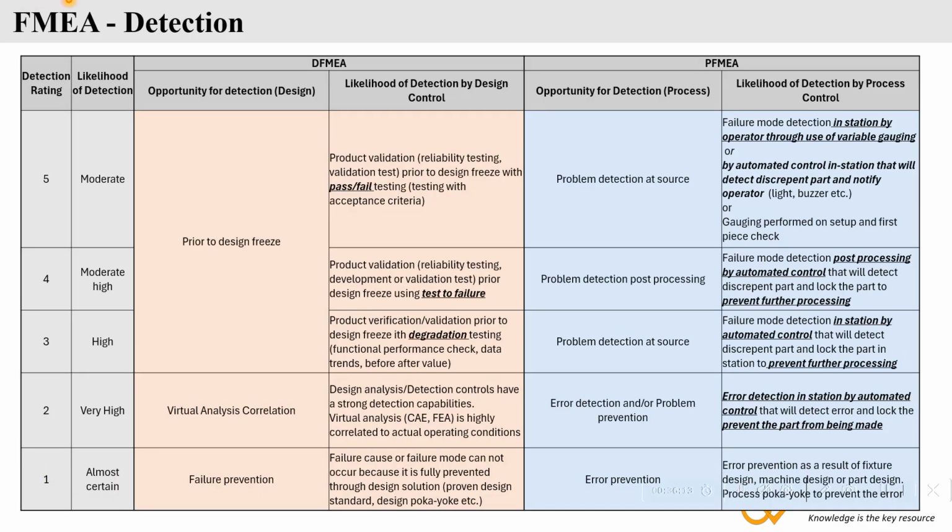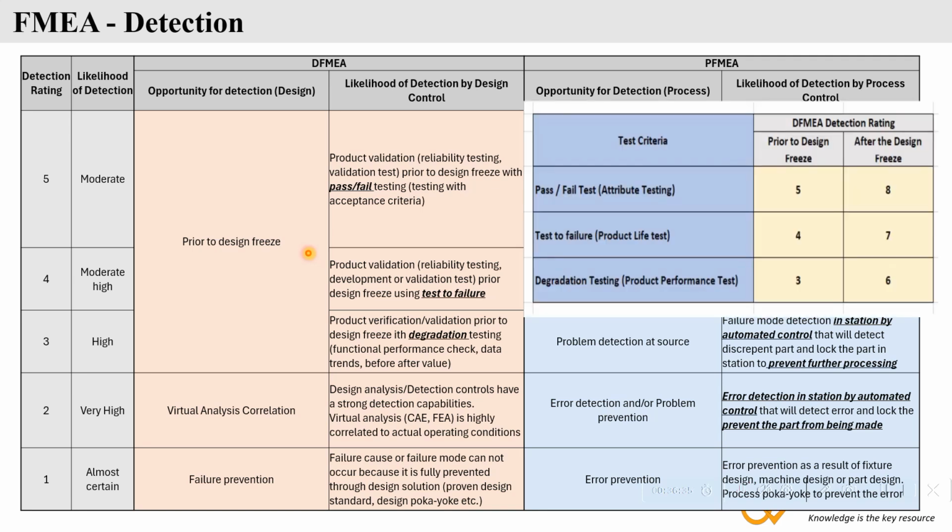Rating 5, 4 and 3, detection rating for DFMEA, it is prior to design freeze. So earlier it was after the design freeze or prior to launch. For rating 5, 4 and 3, you are able to detect prior to design freeze. Test criteria for rating 5 corresponds to the test criteria of rating 8. The difference is for rating 5, the test is happening prior to design freeze.